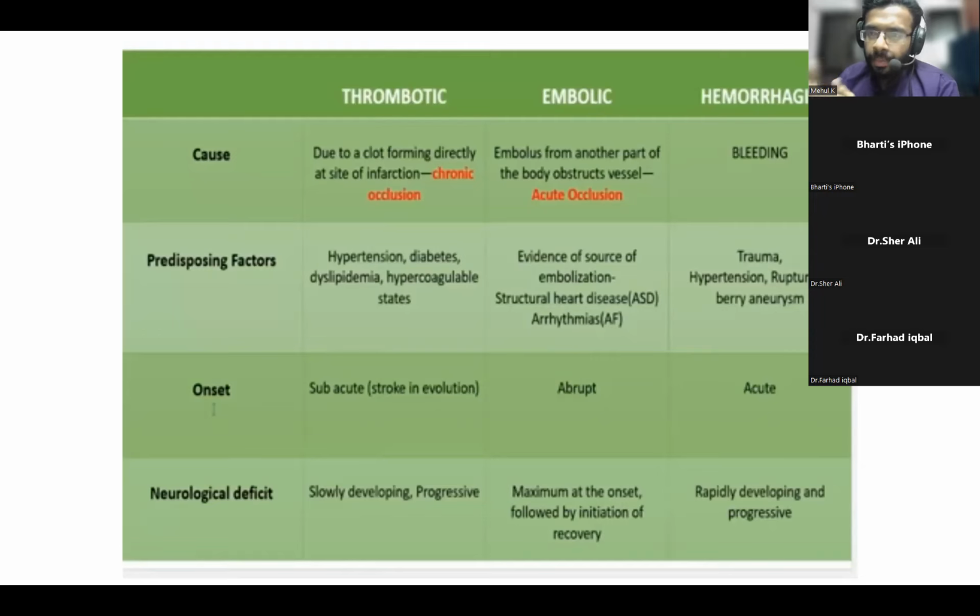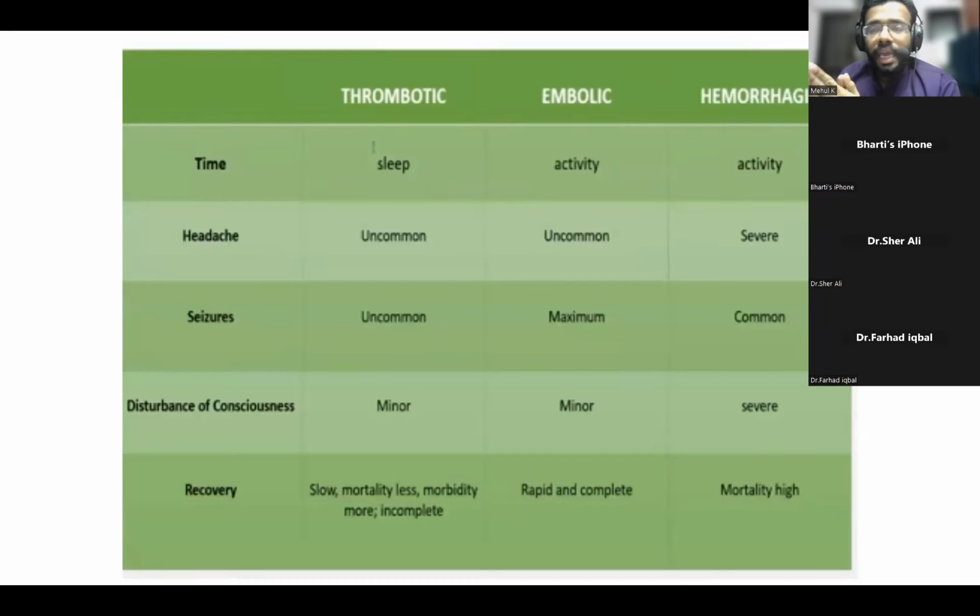Hemorrhagic is usually rapid onset, acute onset, and rapidly progressive. Timing: embolic classically occurs in sleep, so your wake-up strokes generally tend to be thrombotic stroke.